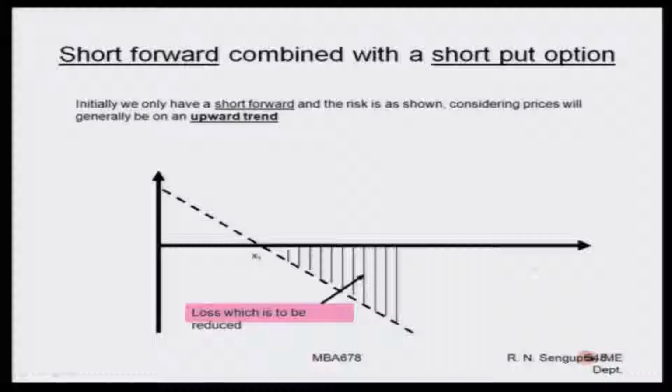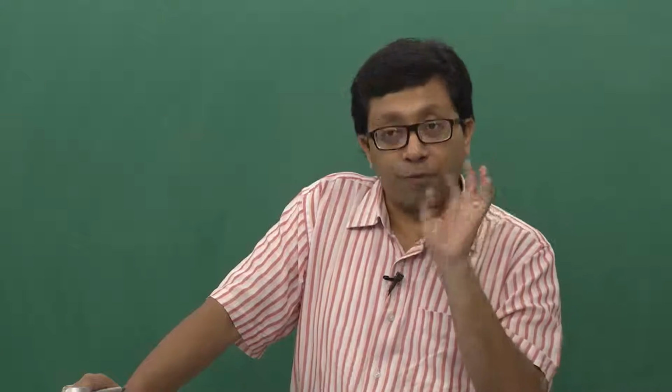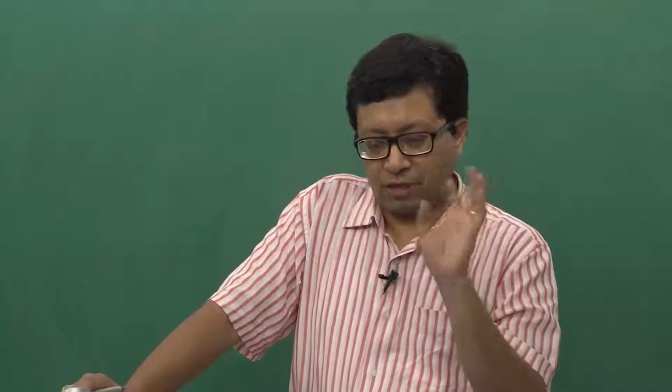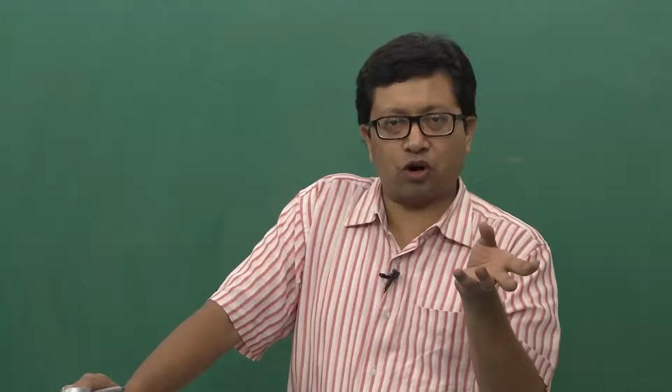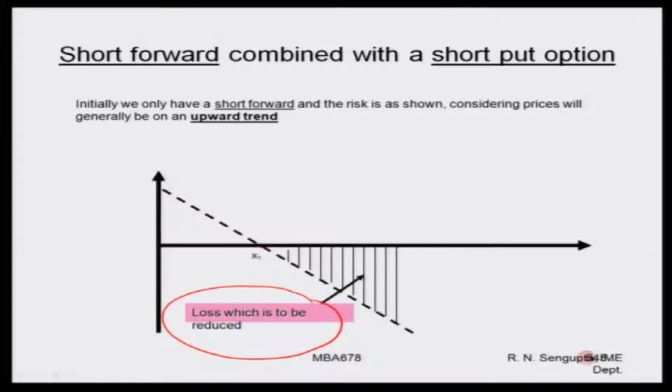Next diagram, again the same thing. We have a short forward position, and you think that the prices are on an upward trend, so you combine it with the short put option. Initially it was a call, now it is a put. You want to reduce these overall risks. Again, this is the increasing triangle which I have already shown.